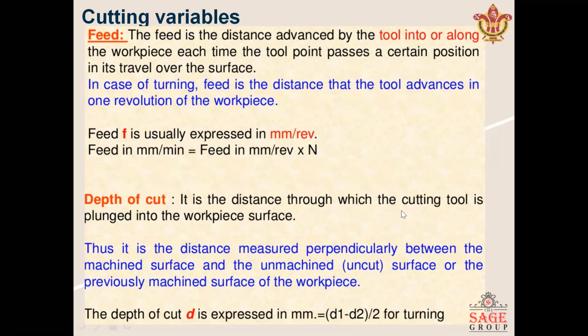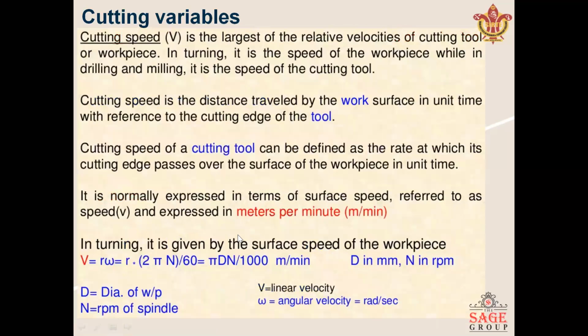Now the third variable of the cutting is depth of cut. It is the distance through which the cutting tool is plunged into the workpiece. Or we have already seen that the difference between DO or outer diameter minus inner diameter, the finished diameter, is the depth of the cut. Thus, it is the distance measured perpendicularly between the machined surface and the unmachined, uncut surface, or the previous machined surface of the workpiece. And the depth of cut D is expressed in millimeter. It can also be in meter, but generally it is taken in millimeter, and it is calculated by D1 minus D2 upon 2 for turning operation, as we have seen in the lathe machine.